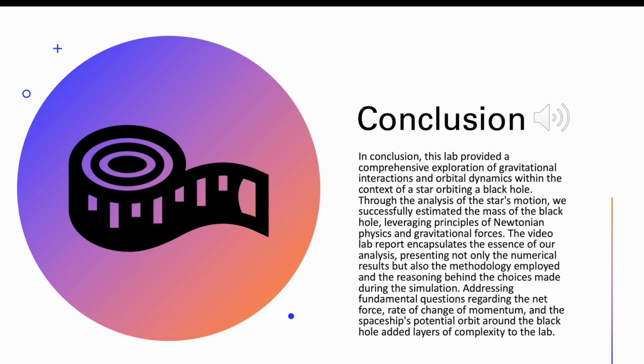In conclusion, this lab provided a comprehensive exploration of gravitational interactions, and we successfully estimated the mass of the black hole, leveraging the principles of Newtonian physics and gravitational forces.